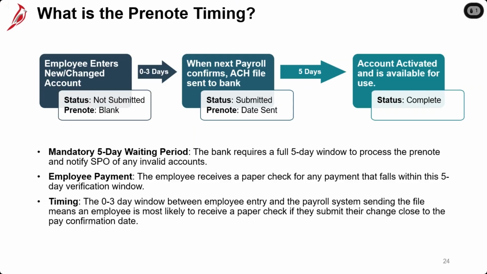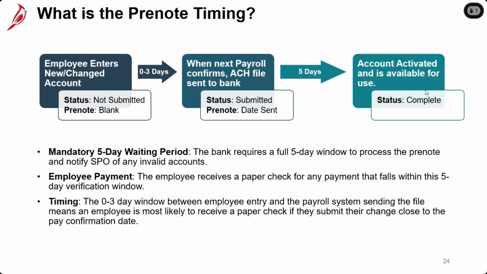So if payroll runs and it sees that I've got a bank account that's been submitted, but 3 days from now, that is within the 5 days, it will start to use that account in that payroll. So it doesn't wait 5 days till the next payroll. It waits 5 days till the next check date. At that point, the account is activated and the status is switched to completed. So if you see that the status is completed, you can know that from that point forward, it's going to be used for any check dates on that date or beyond.